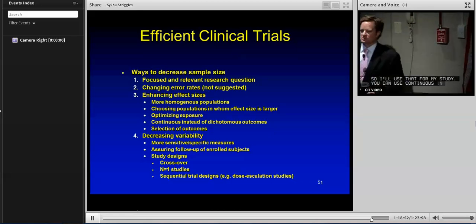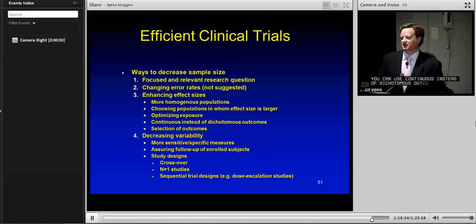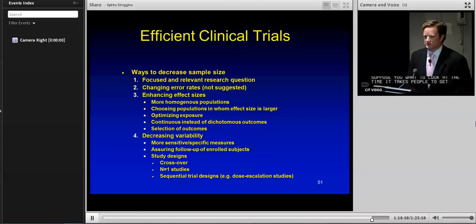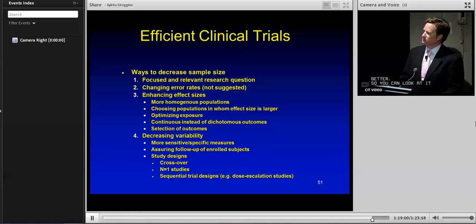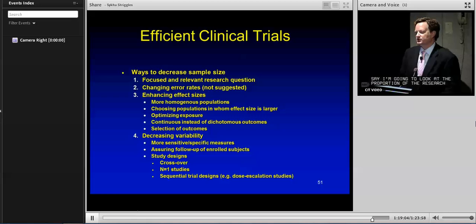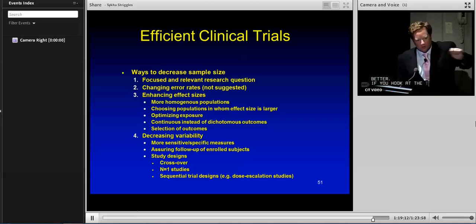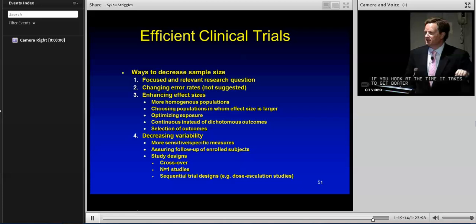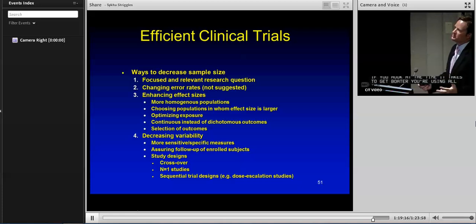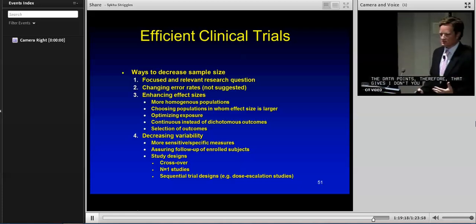In other words, suppose you want to look at the time that it takes people to get better. So you can look at it in two ways. You can say, I'm going to look at the proportion of the research participants who feel better by day 10, or you can say, I am going to look over those 10 days at the time it takes people to get better. If you look at the time it takes people to get better, you're using all the data points along the way, and therefore that gives you increased ability to detect differences when they exist.